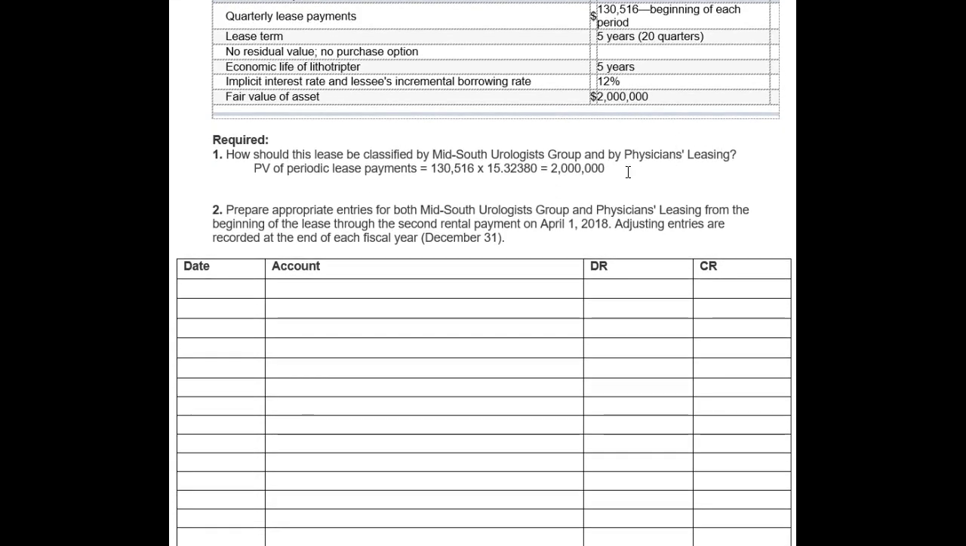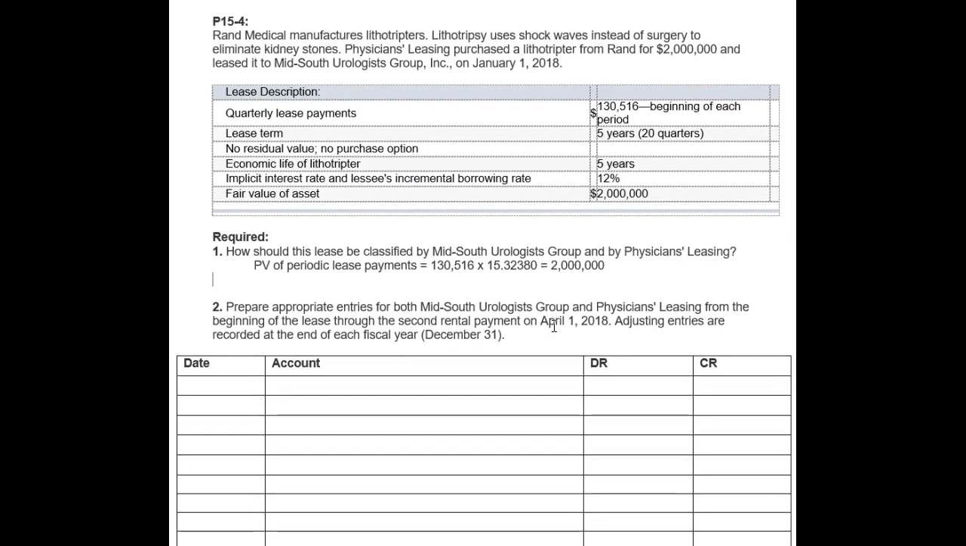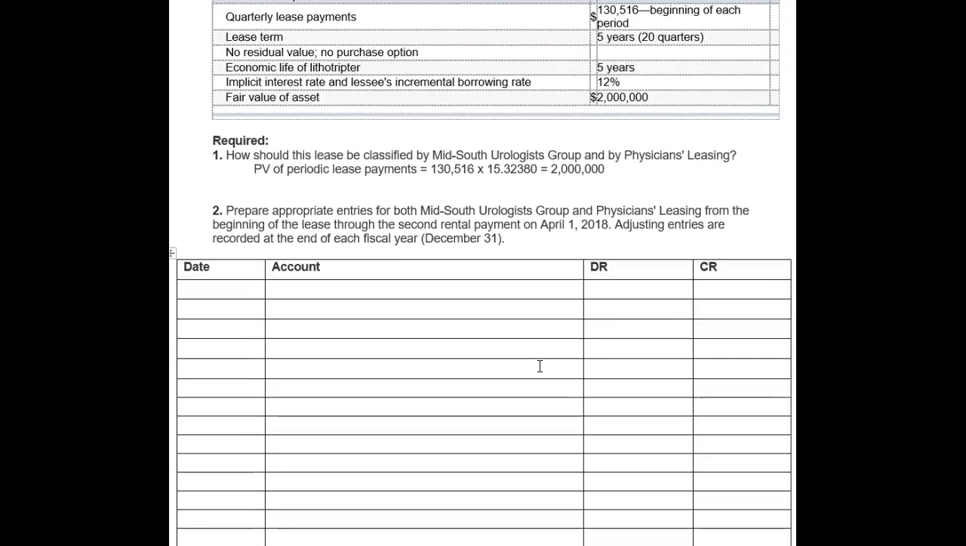Same concept. It meets the criteria. It is a financing lease, but this is a sales type lease to the lessor. It's a sales type lease with no selling profit because physicians is the lessor. They bought it for $2 million, which is substantially equal to the fair value of the asset. So since the cost and the fair value are the same, there is no selling profit. So it's a sales type lease. It is a financing lease, a sales type lease, but there is no selling profit there.